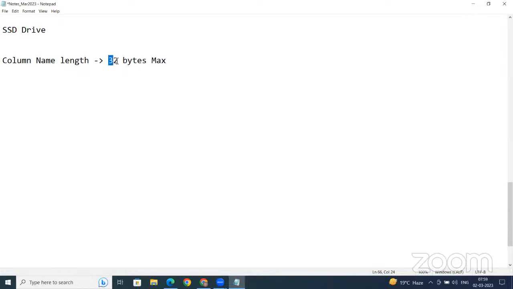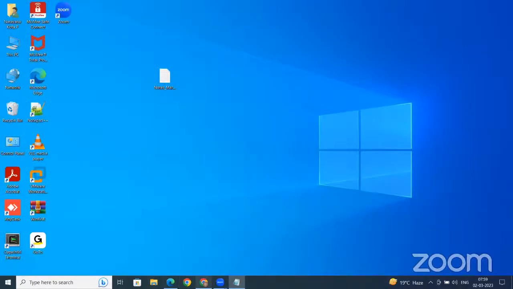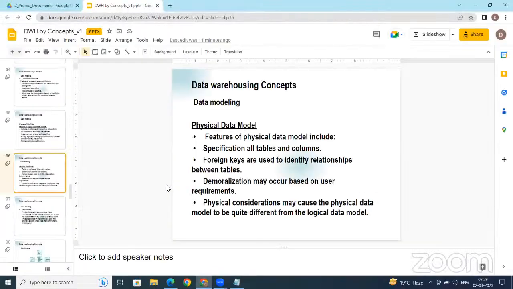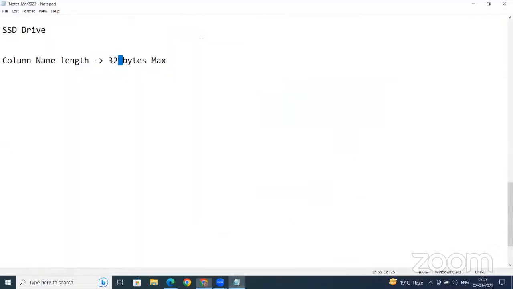The max length is 32, so beyond 32 it won't consider it and will throw an error. So we have to consider this when creating the tables. And there will be short forms that we have to mention.